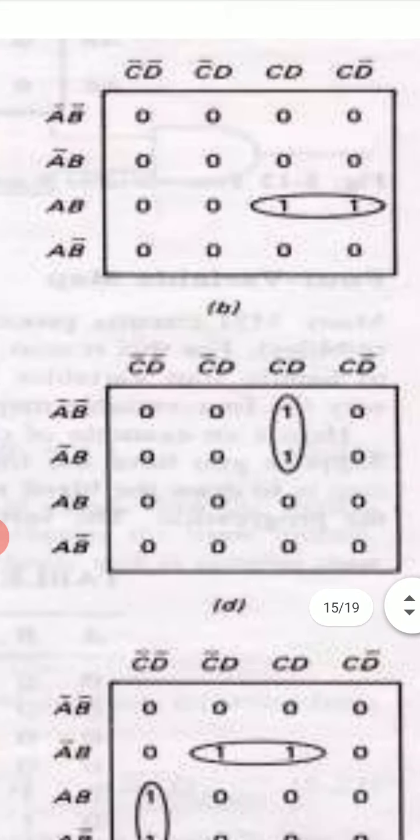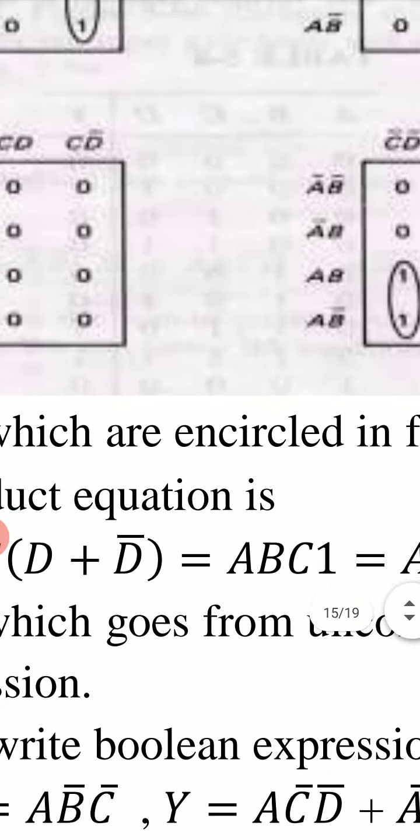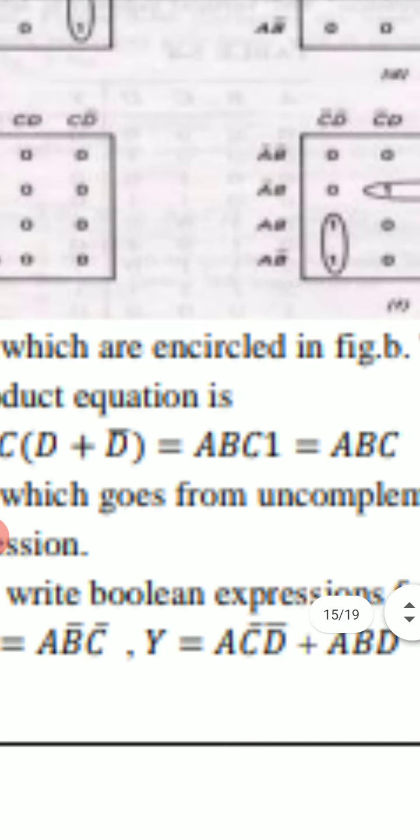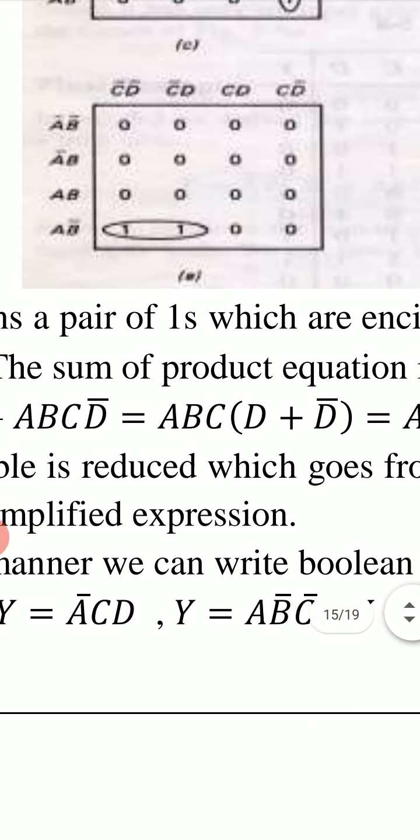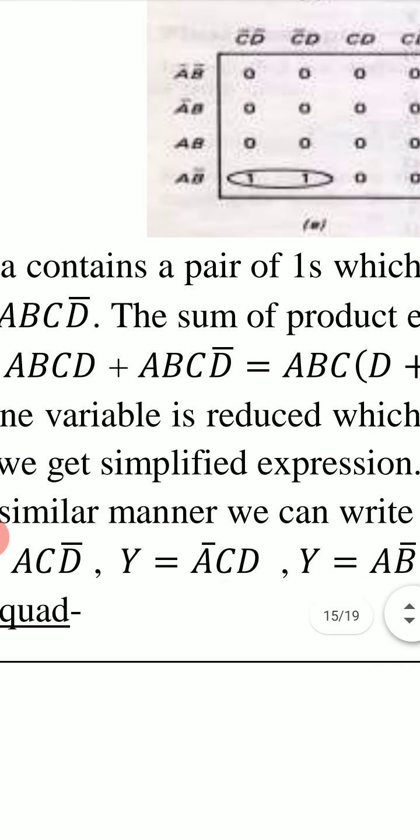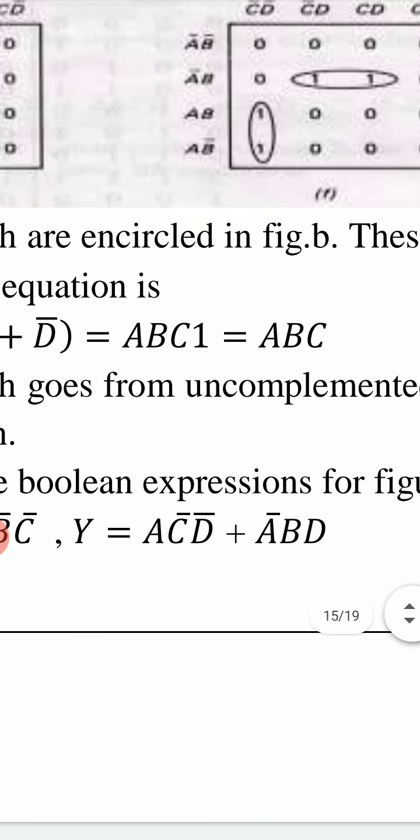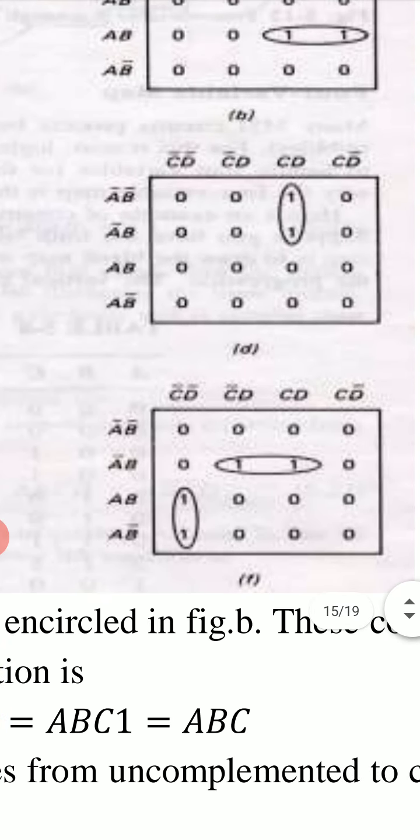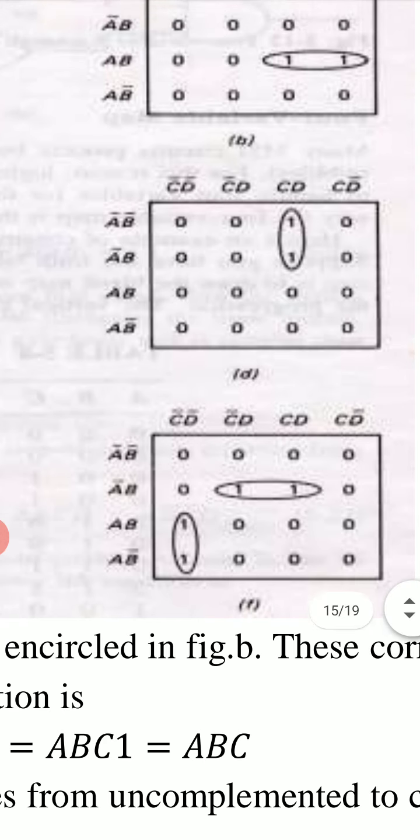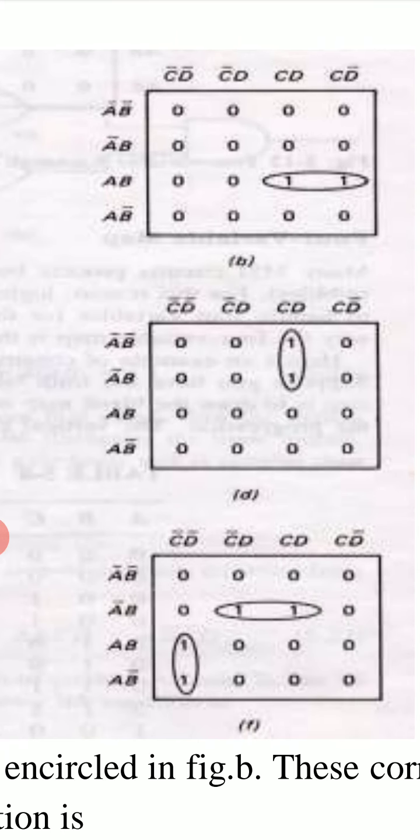By looking at this Karnaugh map, which is true by the algebraic simplification, we also get y equal to ABC. In this way, if a pair is constructed, then we find a simplified logical expression by using the Karnaugh map.